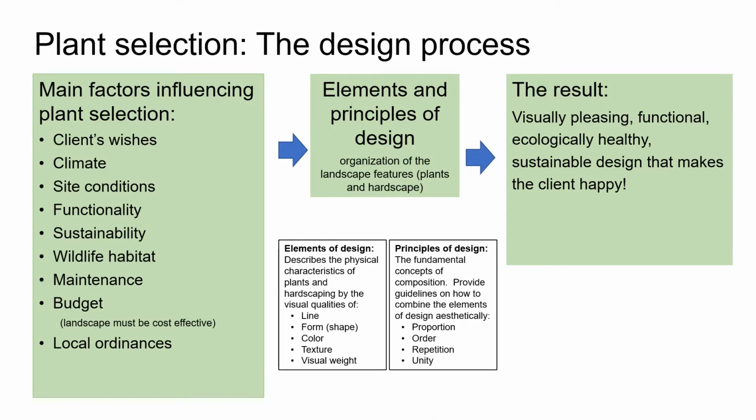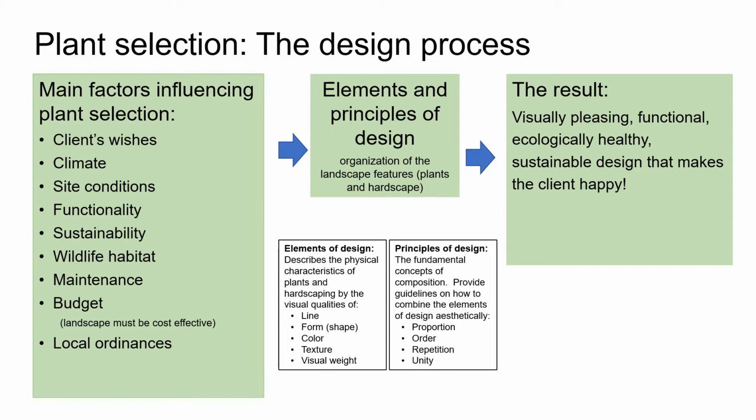We looked at this diagram in the lecture on the elements of design, but let's just refresh our memories about the design process. We start with finding out the client's wishes and how they use or would like to use their landscape. We also carry out a detailed site evaluation to assess all the factors that will influence plant growth and factors that will influence plant selection.